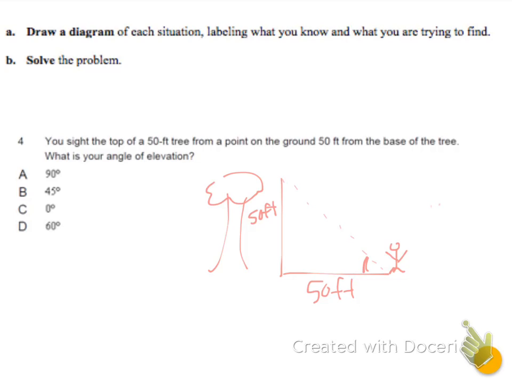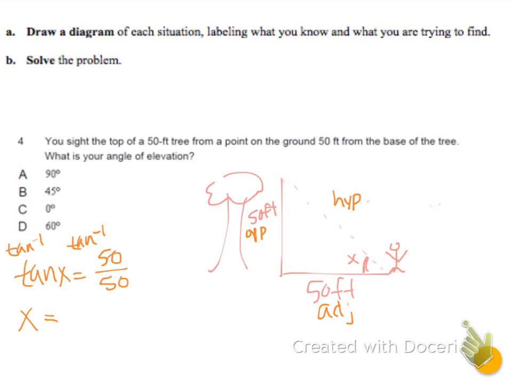Okay, so let's say this is X. Label our sides: hypotenuse, side opposite to it, side adjacent to it. So we're going to use tangent again. So tangent of X is equal to my side that is opposite to it over my adjacent side. To get rid of tan, to get X by itself, we're going to do the inverse tan. So X is equal to the inverse of tangent. 50 divided by 50 is 1, so inverse tangent of 1. So when we plug all that in, we get 45 degrees. So B.